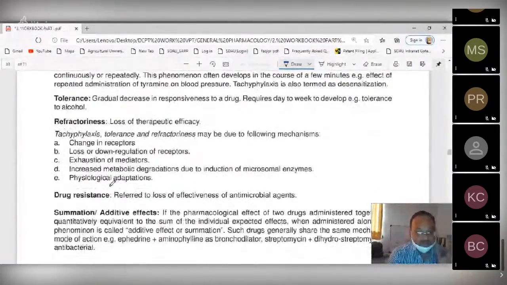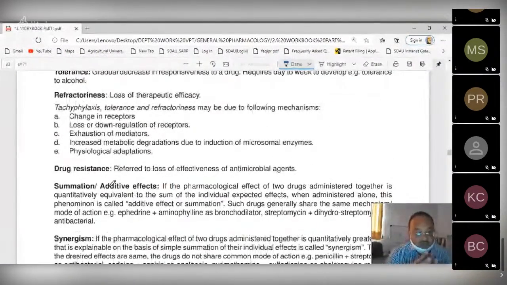Then refractoriness, that means loss of the therapeutic efficacy, is known as refractoriness. Say, for example, you continuously keep on taking alcohol, then you will not find any effect of the alcohol. That means you become refractory to the alcohol. A huge amount of alcohol will not be able to produce any signs and symptoms in you.